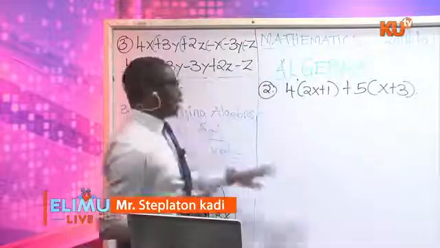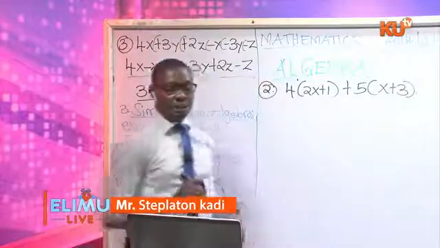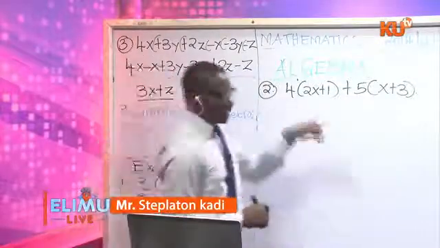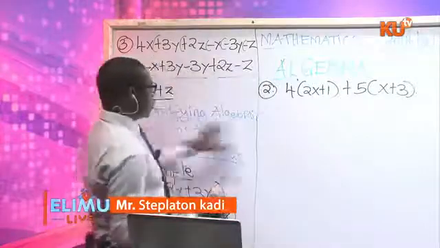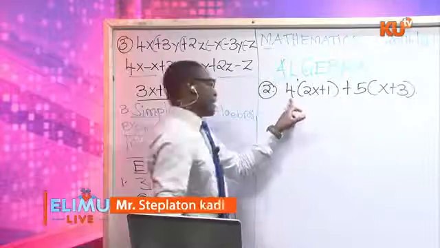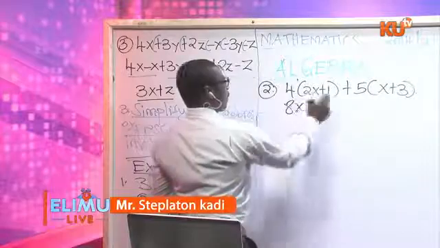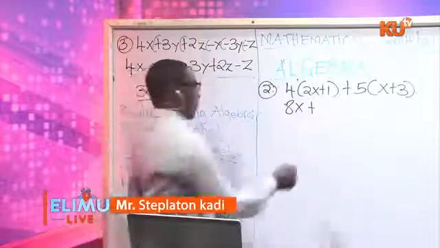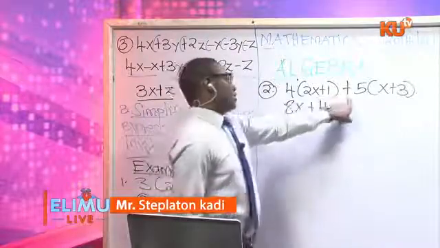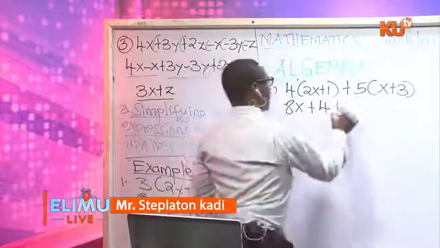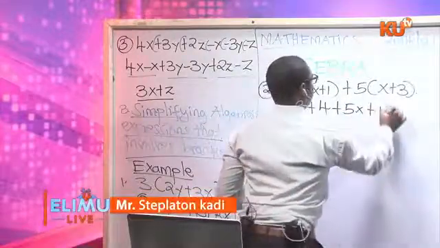Remember, the signs are always important. If it is addition, if it's subtraction, they play a major role in the question. So we open the brackets here. We have said we open the brackets by multiplying. So 4 times 2x, that is 8x, plus 4 times 1, that is 4. So we come here and open the brackets, this addition sign. So 5 times x, that is plus 5x. 5 times 3, that is 15.